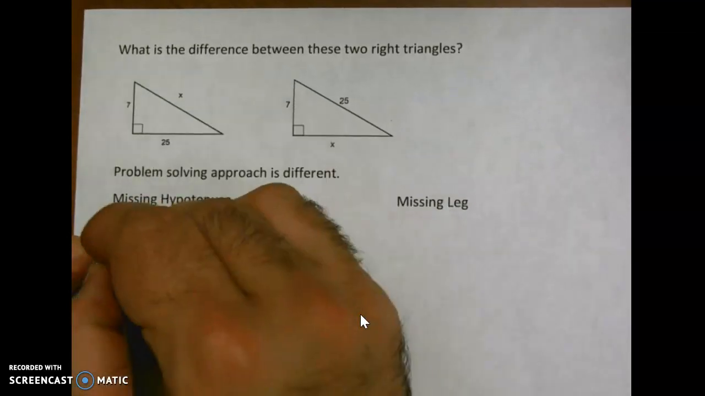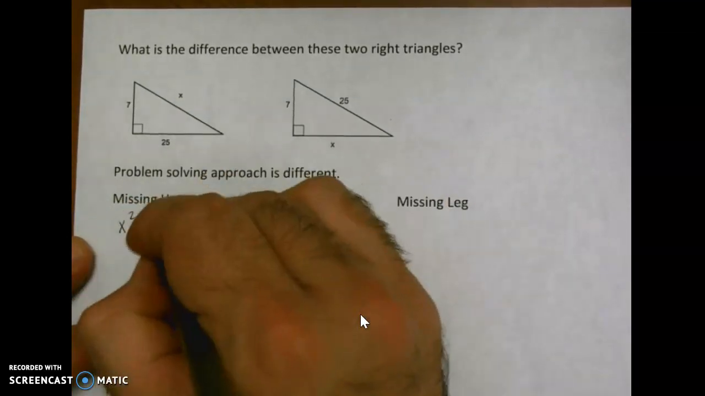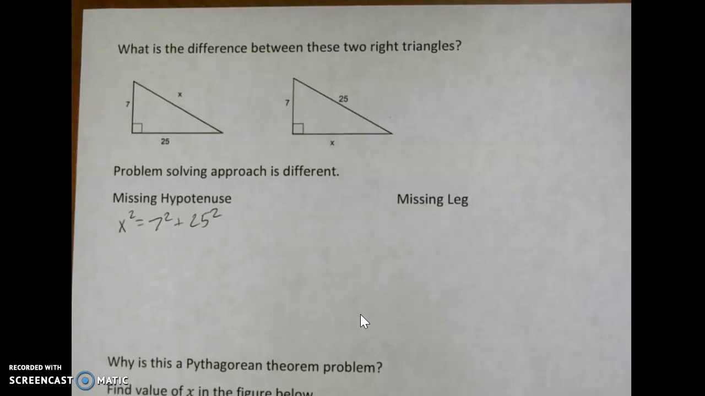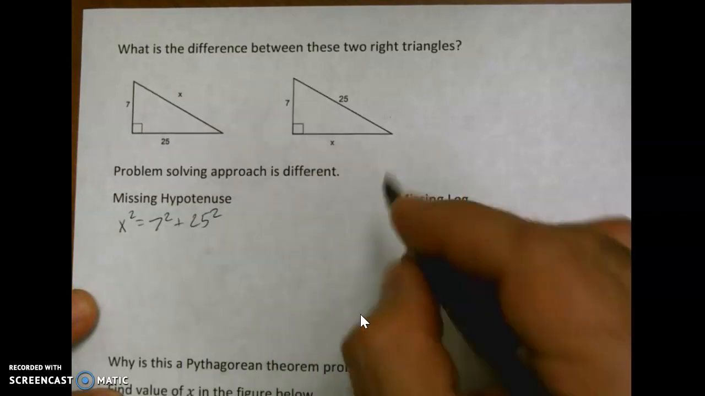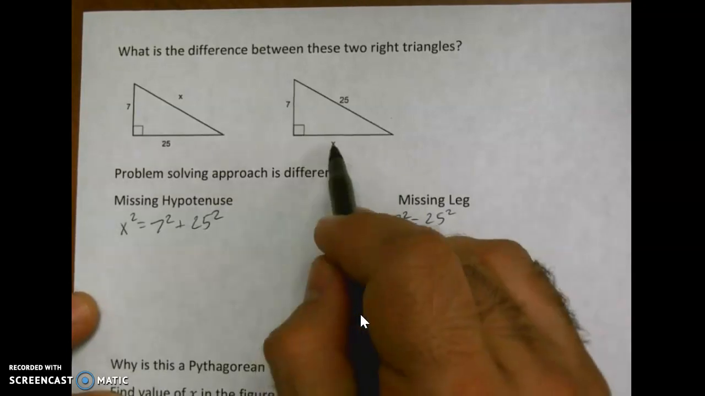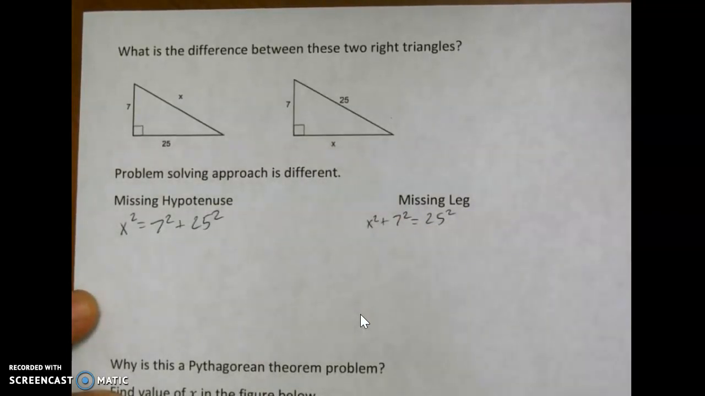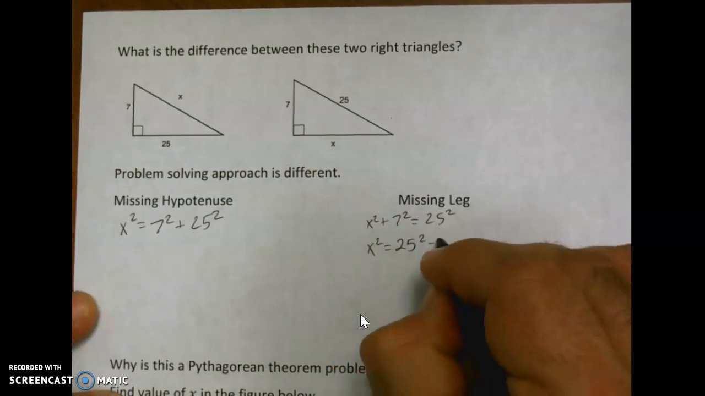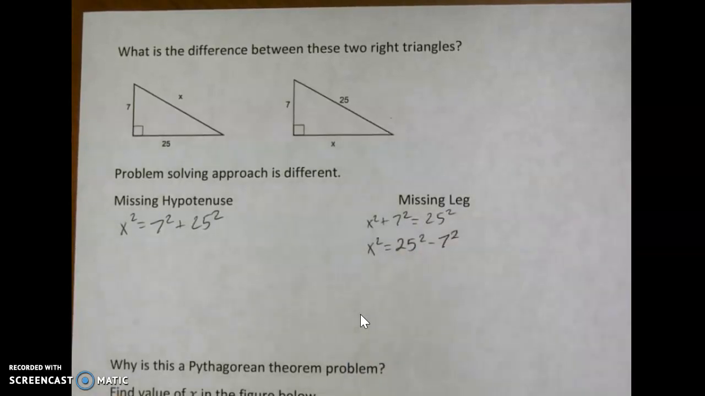The missing hypotenuse, we would say, is simply that x squared equals 7 squared plus 25 squared. That's how we would approach it, okay? But with the missing leg, it's a little bit different. Now, the Pythagorean theorem says that x squared plus 7 squared equals 25 squared, but when we see this x as the missing leg, what I like to do is rewrite this instead as x squared equals 25 squared minus 7 squared, okay? So we know that we're subtracting in the missing leg case, and we're adding when it's the missing hypotenuse, okay?